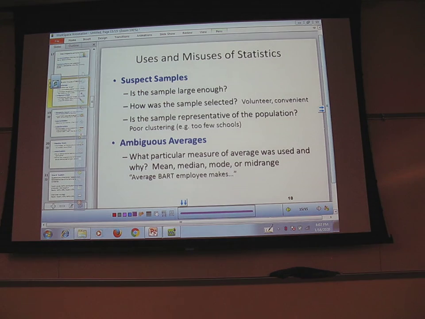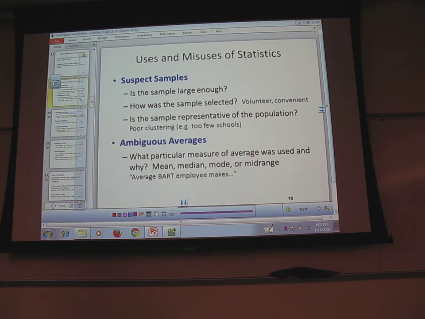The other one though is the midrange. Anything that starts with mid is always the middle. So it's always going to be an average. The midrange is the middle of the top and the bottom. So you take the smallest number and the largest number and you average those two. You take the middle of those. Here's the problem with it.